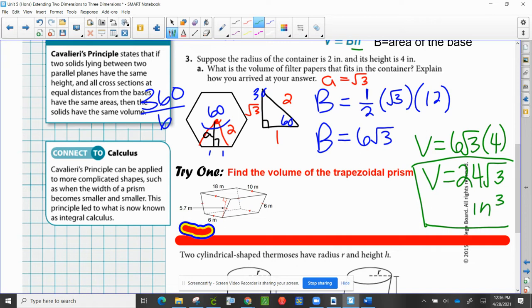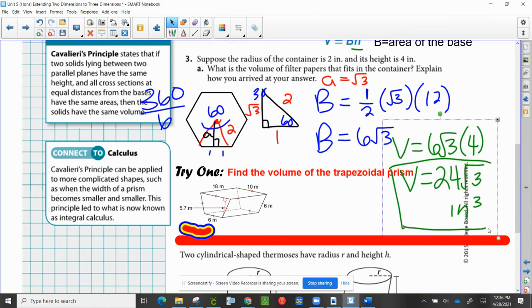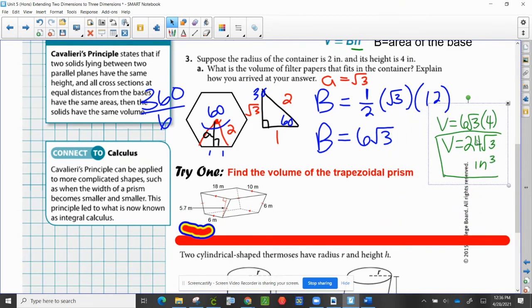Okay, so I'm going to have you guys try finding the volume of this prism that I have below here. Now, again, this is not from your book. I just added it in to give you guys an extra example to see. Let me move this over a little bit.